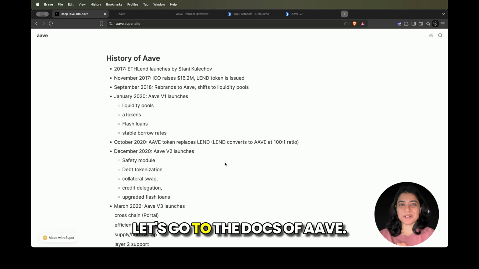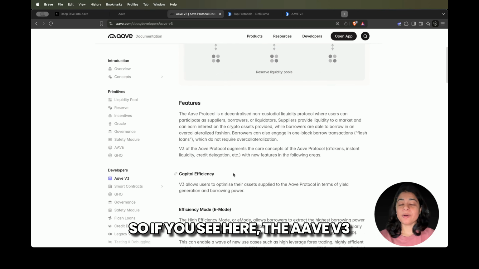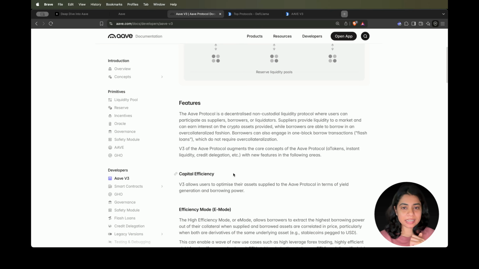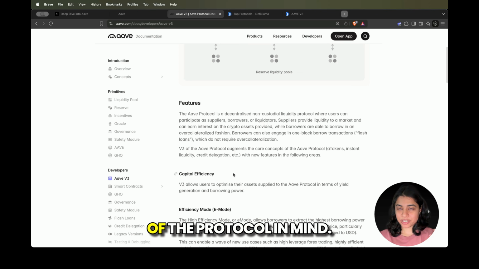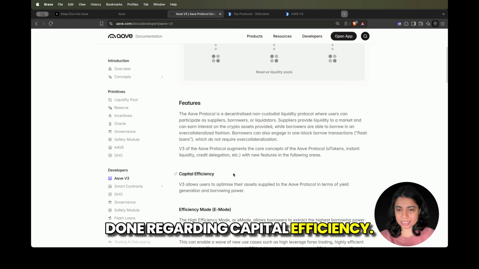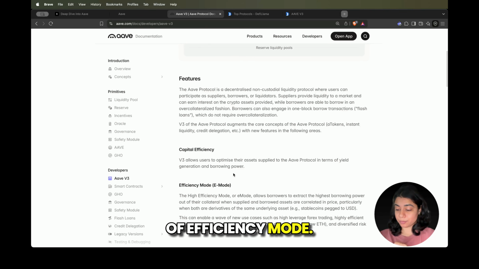For that, let's go to the docs of Aave. Okay. So if you see here, Aave V3 was launched keeping the capital efficiency, the security, and the decentralization of the protocol in mind. So, first, let's discuss what was done regarding capital efficiency. So, Aave introduced this concept of efficiency mode.